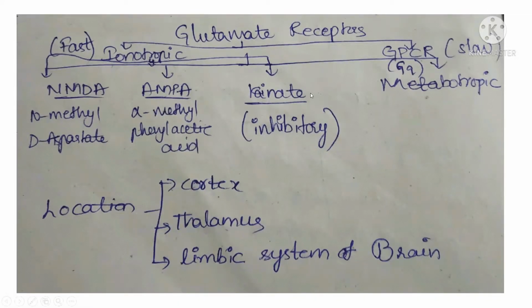Now here NMDA is N-methyl D-aspartate, AMPA is alpha methyl phenyl acetic acid, and then kainate. The exception is that kainate is inhibitory, though glutamate acts on it as well. We'll study how kainate is inhibitory. As for the location, these receptors are located in the cortex, thalamus, and limbic system of the brain.